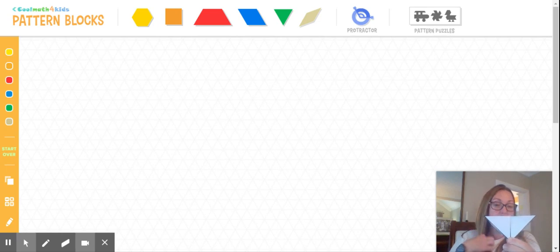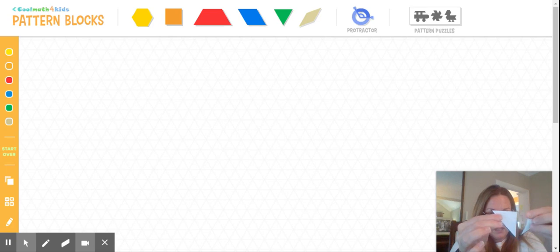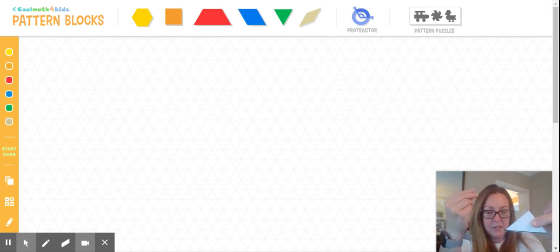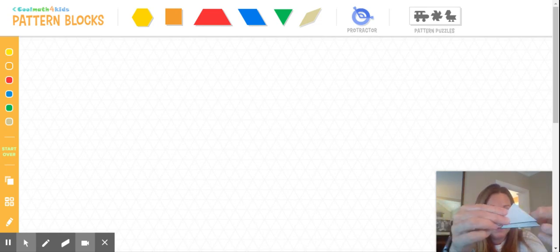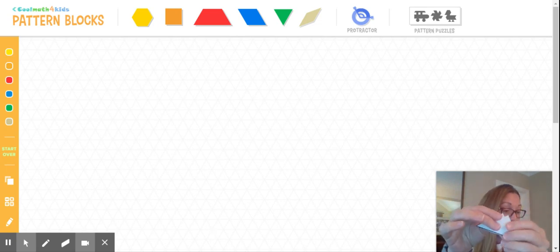Now, this triangle is made up of two parts, and these two parts are equal, and I can prove it because I can lay one on top of the other, and you can't see the one underneath sticking out from the one on top. So they are the same size and same shape. So I know they're equal.